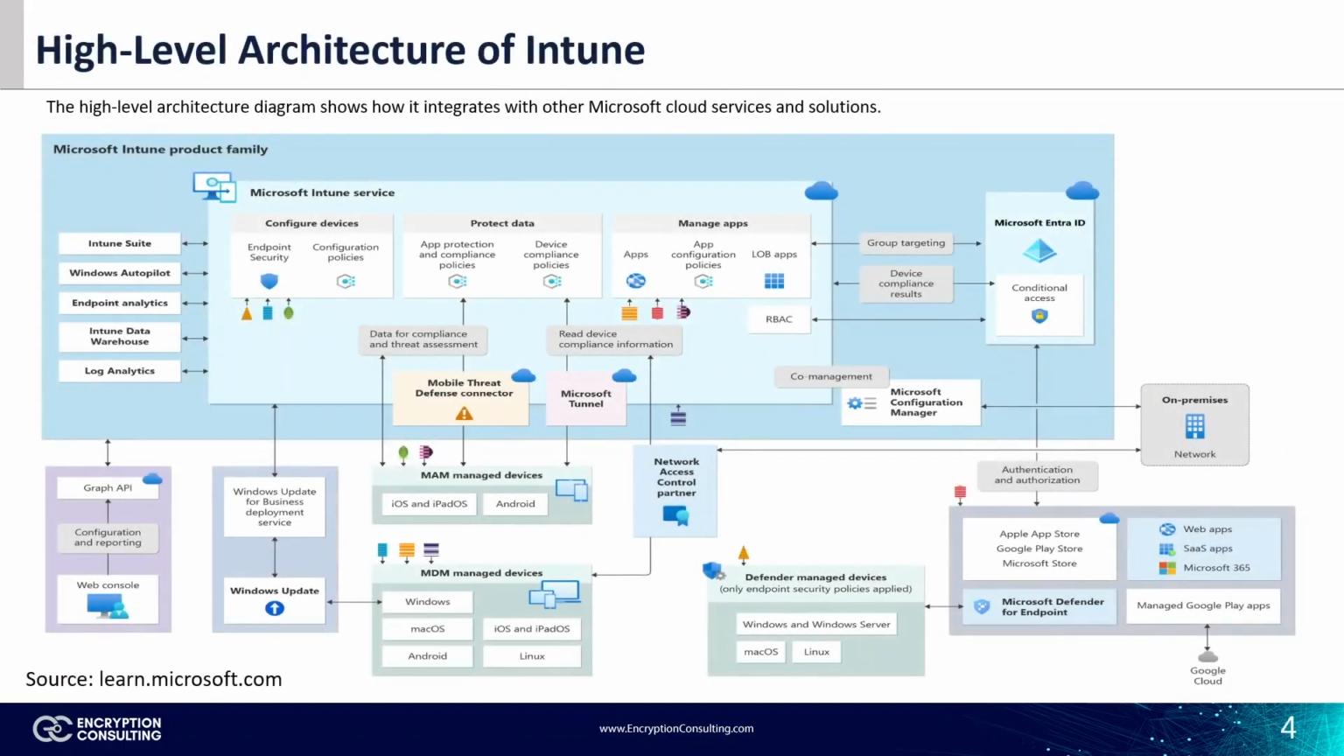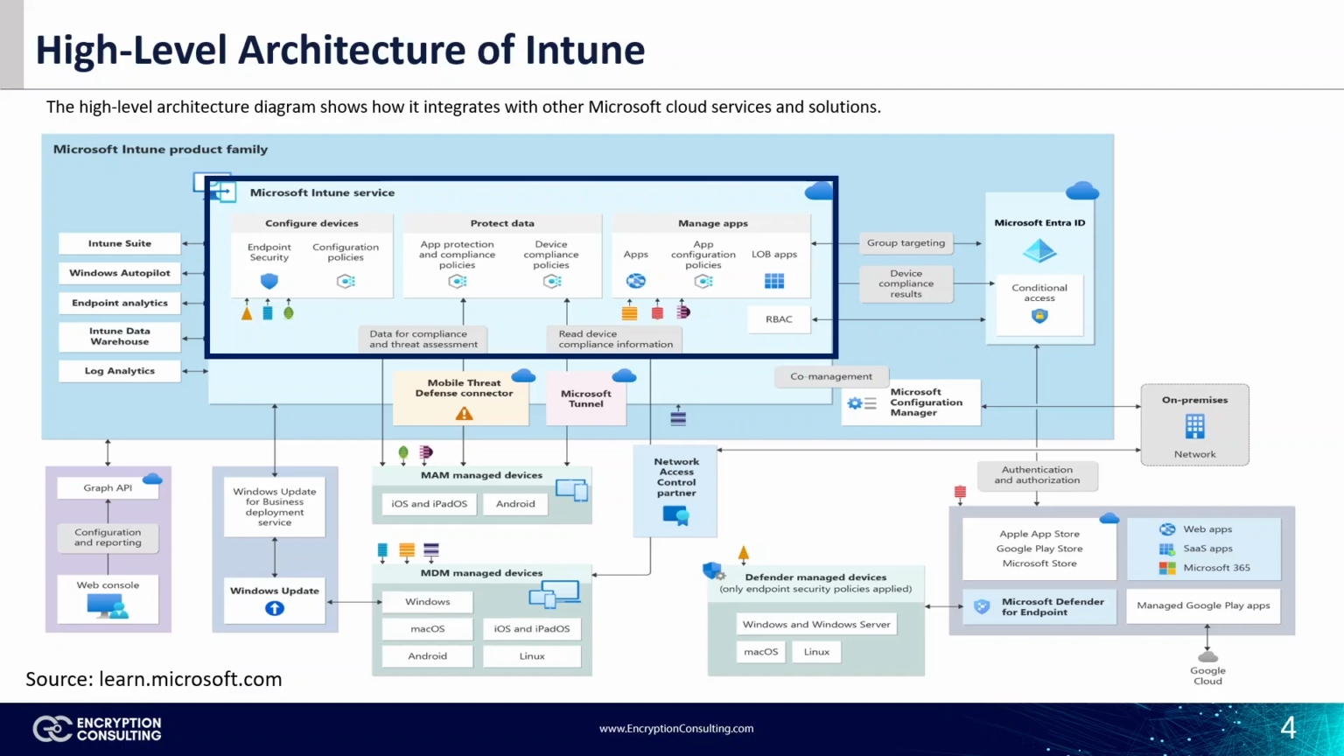This is the high-level architecture diagram of Intune available on Microsoft website. First, we'll talk about Microsoft Intune Service. The Microsoft Intune Service offers the following functionalities. Device configuration. Enables the definition of settings, behavior, and customization for devices. Data protection. Allowing control over access, interaction, and deletion of company data on different devices. App management. Facilitating the deployment of apps and configuration of settings related to applications.